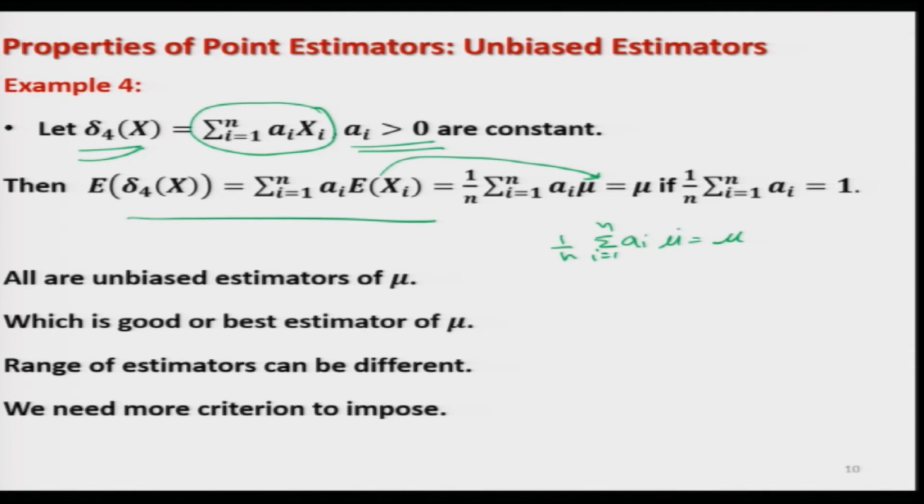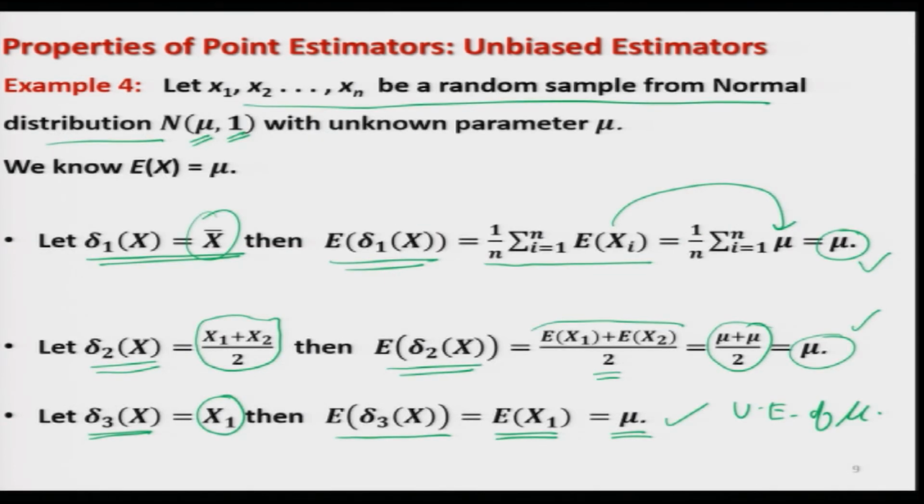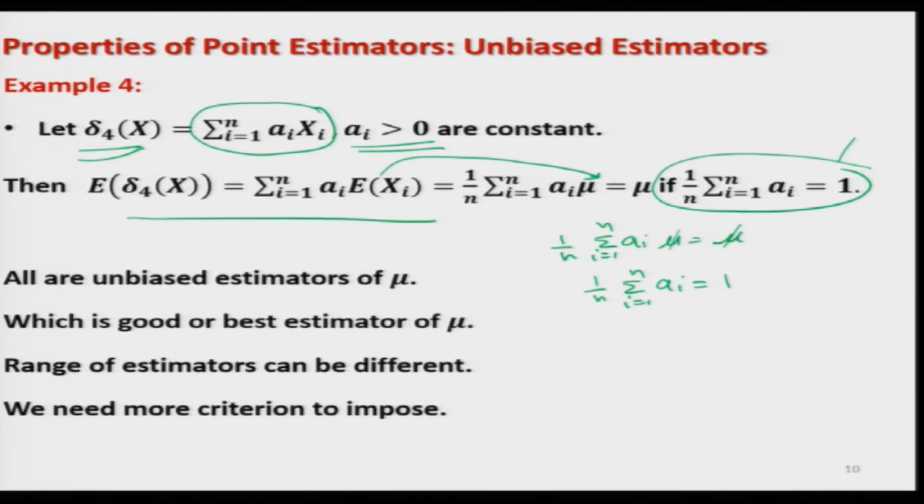So, I can cancel mu on both sides, and I can write down here 1 upon n summation i goes from 1 to n ai equal to 1. This is the condition: if this condition holds true, then I get an unbiased estimator of mu. Suppose we choose this constant in such a way that summation ai upon n is equal to 1, then you can see that all these estimators, delta 1x, delta 2x, delta 3x and delta 4x, are unbiased estimators of mu.